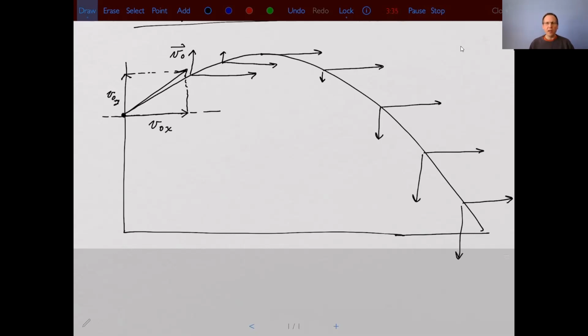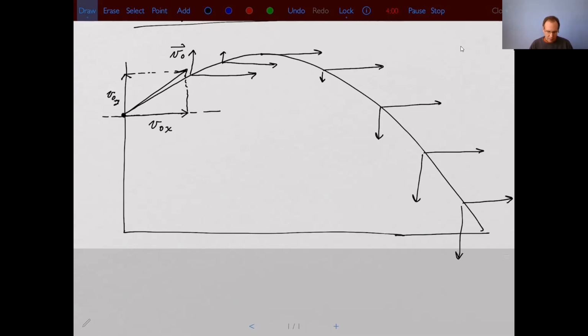Okay, so you can think of projectile motion as consisting of two motions: constant velocity motion in the x direction and free rise, free fall motion in the y direction. And if you put those two together, you get the motion of a projectile. Now, the other thing that's going to be really important is something called the range.